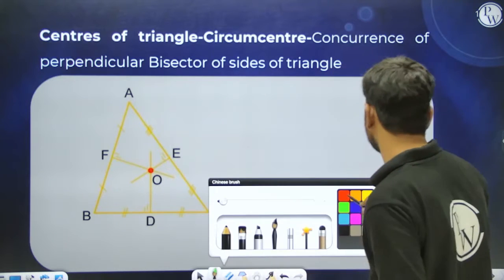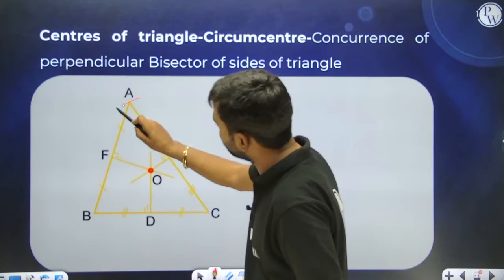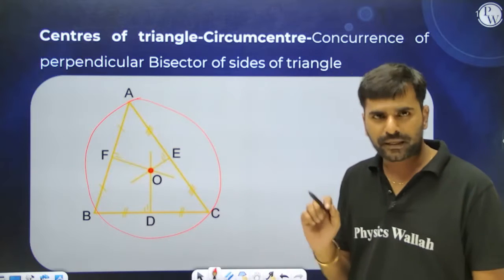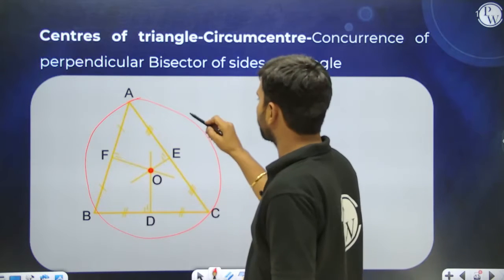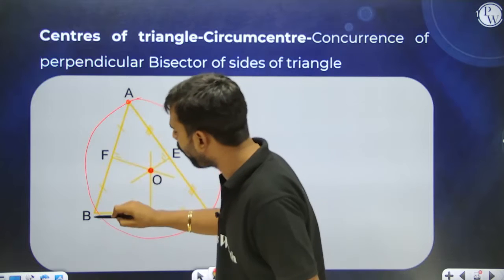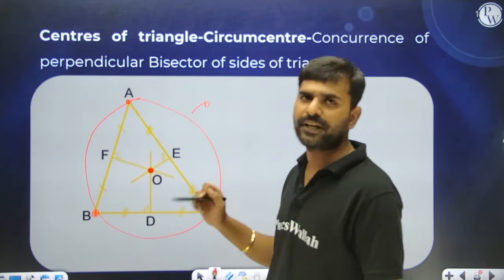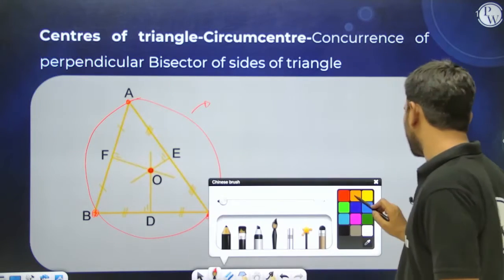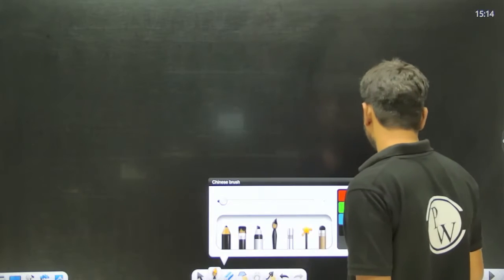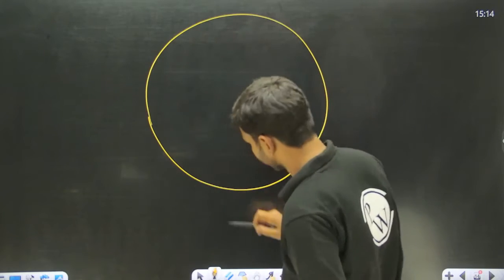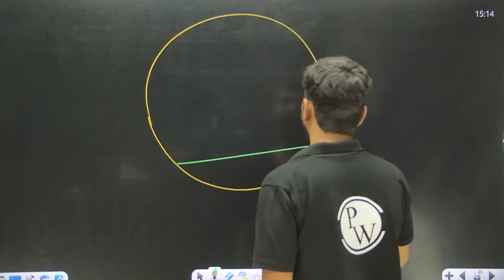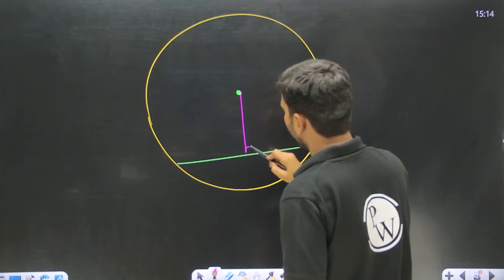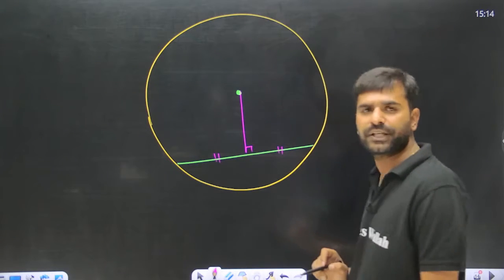Circumcircle is a circle which is passing through all three vertices of the triangle, and the center of this circumcircle is nothing but the circumcenter. Now understand one thing over here: if this is a circle, and let's say this is a chord of the circle, I hope you know that a perpendicular from the center bisects the chord. So if you drop a perpendicular from here, this portion and this portion are going to be equal, yes or no?